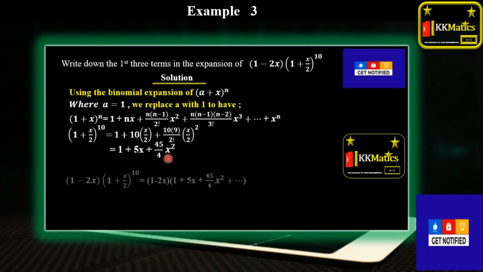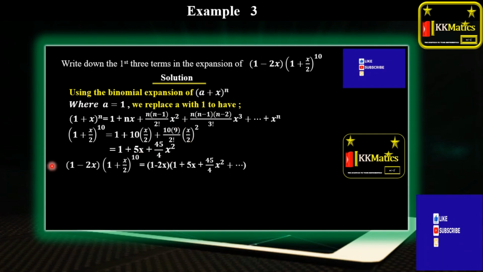The next thing for us to do is to multiply them. According to the question, we're given this, so we multiply this by that.